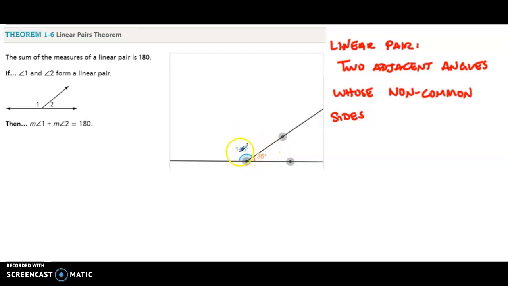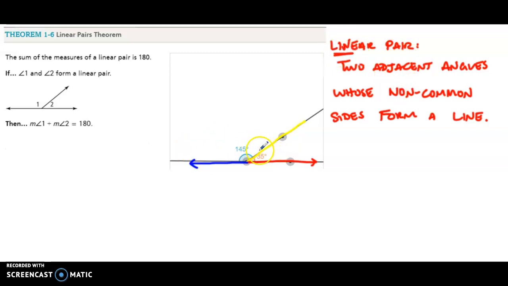Whose non-common sides, so that would be talking about, we have these two adjacent angles, the 145-degree angle here and the 35-degree angle here. They share, I'll do it in yellow, they share this side. That's why they're adjacent, because they share a side. The non-common sides would be this side for the 35-degree angle, right? It's only a part of the 35-degree angle. And then this side for the 145-degree angle. That side's only a part of the 145. So those non-common sides form a line. And that makes them a linear pair. You can see the word line right there in the definition.